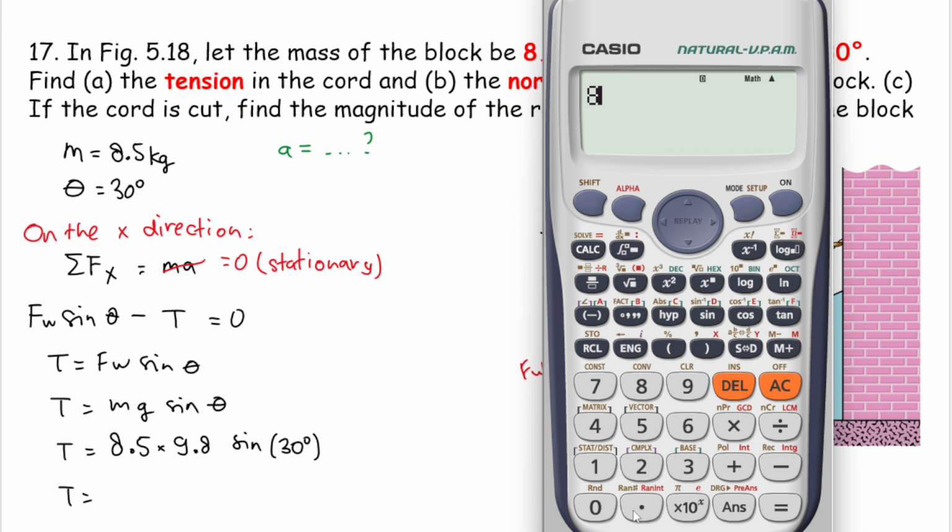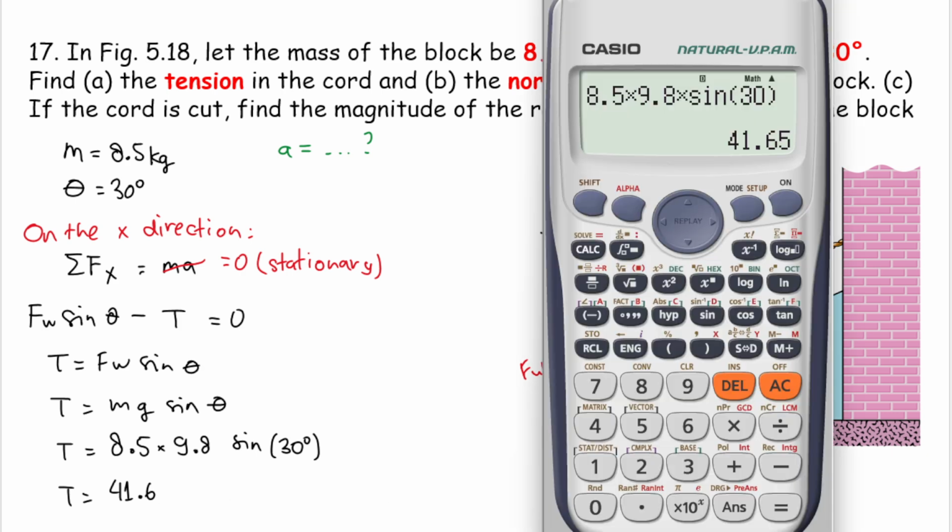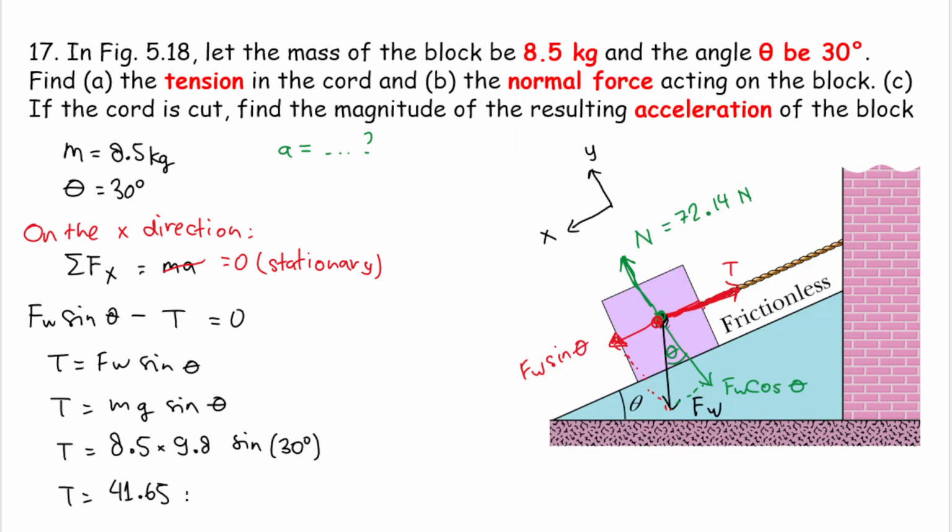So we'll have 8.5 multiplied by 9.8 and then multiplied by sine of 30 degrees. Okay, but be careful here, you have to set the calculator in the degrees mode. So we will have 41.65 Newton, yeah, 41.65 Newton. And that is the value of T here. So we will have 41.65 Newton. That is our T.